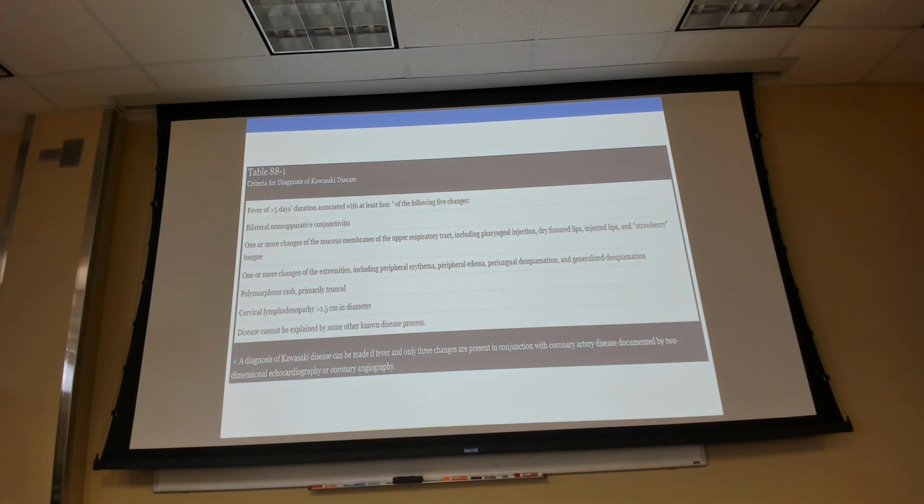So here's your diagnostic criteria. So the fever of 5 or more days, I have some of that conjunctivitis, I have something of the mucous membranes, something of your extremities, so this can cause peripheral edema. So when we talk about this later in this lecture, you'll have swollen hands and feet, maybe something else there. A rash around the trunk, lymphadenitis again, and then I love the last criteria. Can't be explained by anything else. It's fantastic.